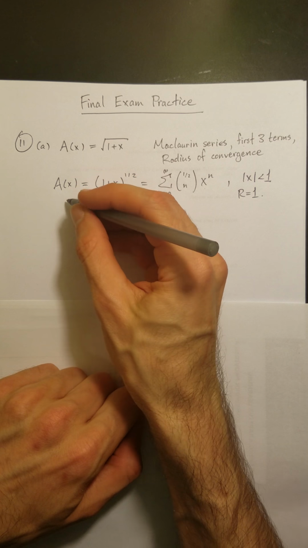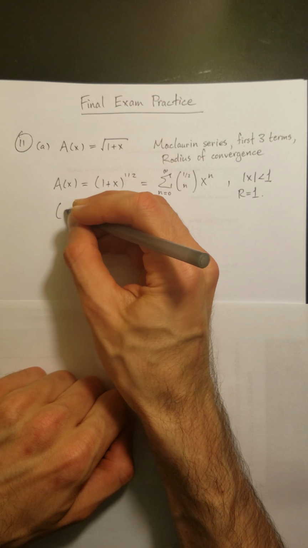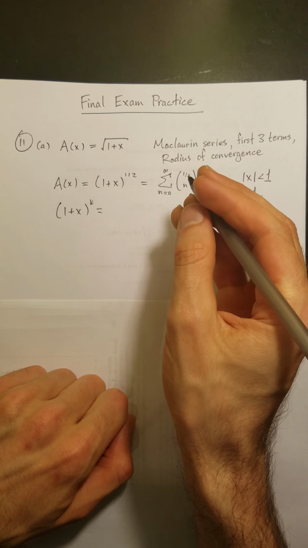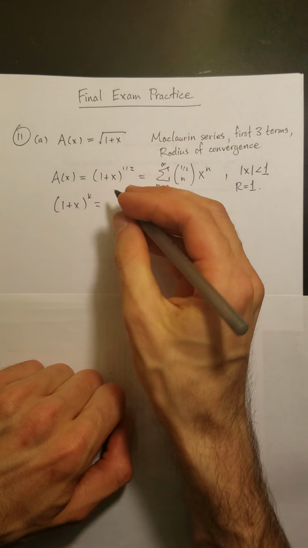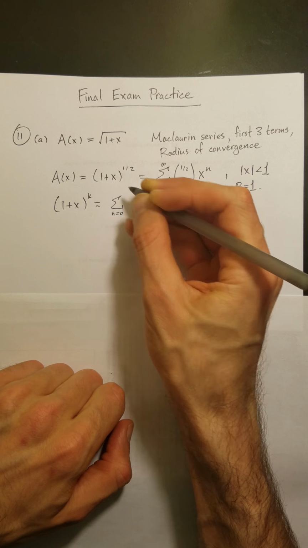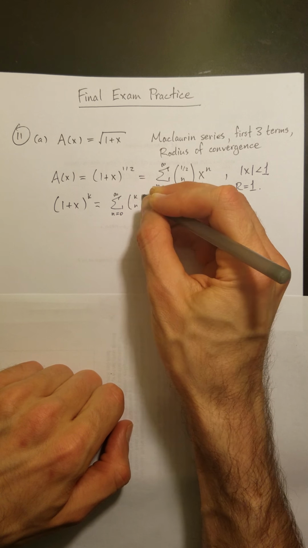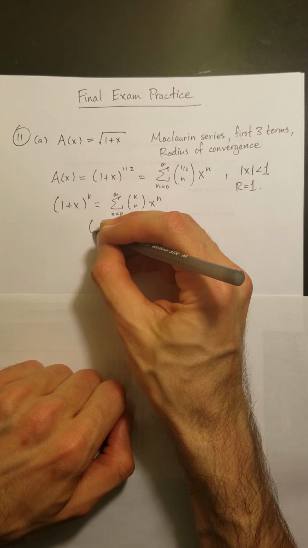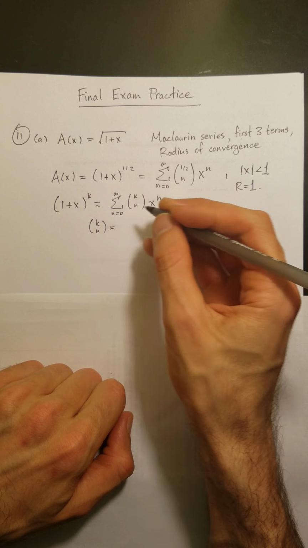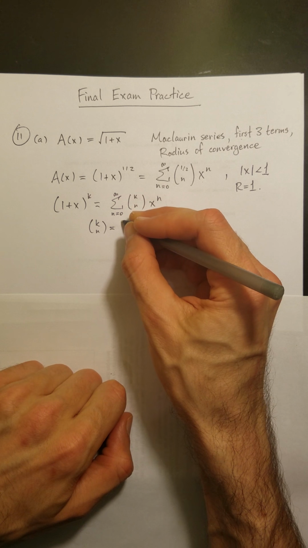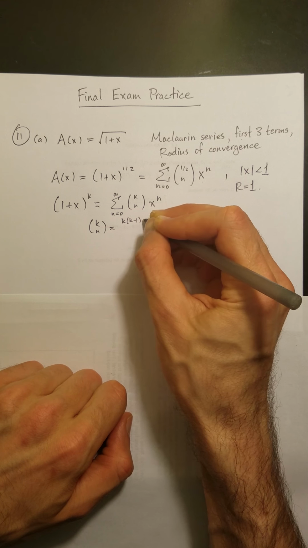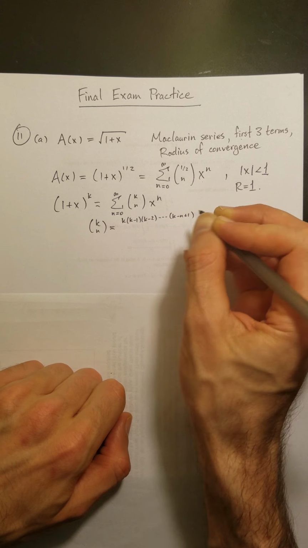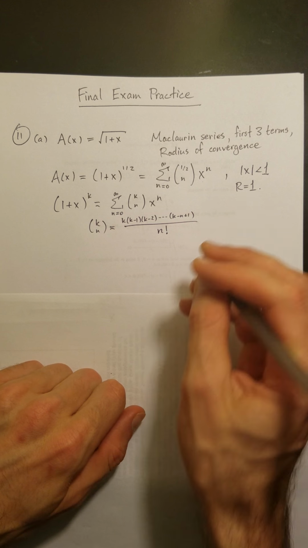Just to say a general word about the binomial series, we can represent the function 1 plus x to the power k, for any value of k, as the binomial series starting at 0, going to infinity, of k choose n times x to the n. And these coefficients, k choose n, for n not equal to 0, are equal to k times k minus 1 times k minus 2, all the way down to k minus n plus 1, and then we divide by n factorial.